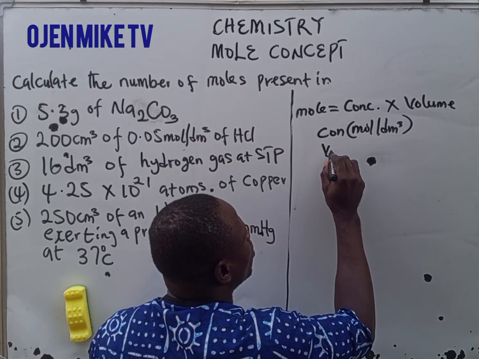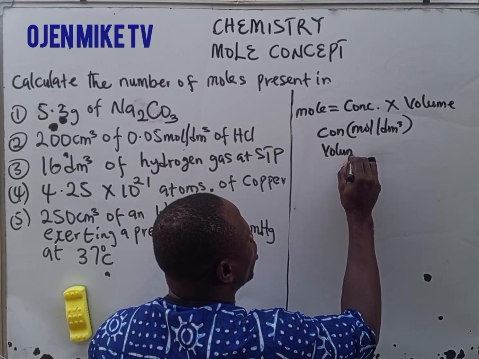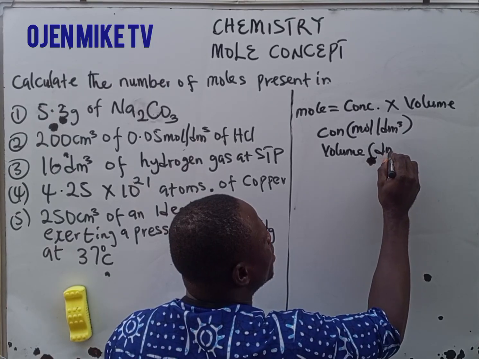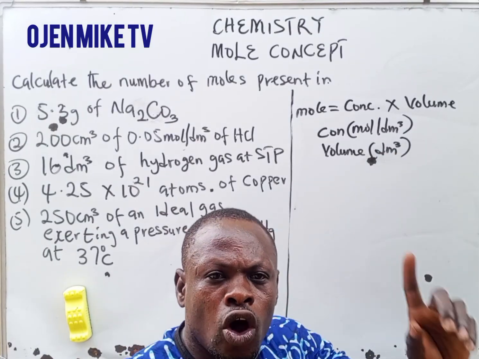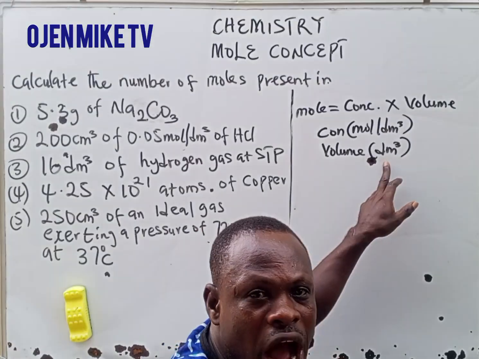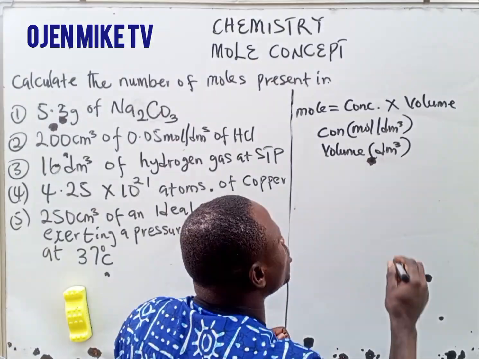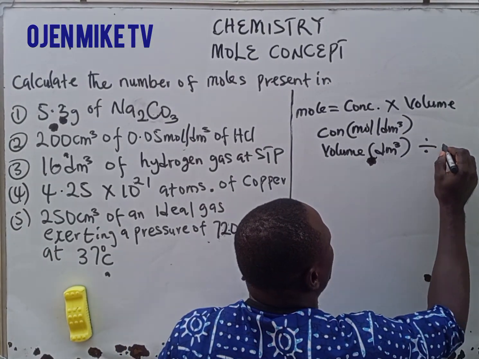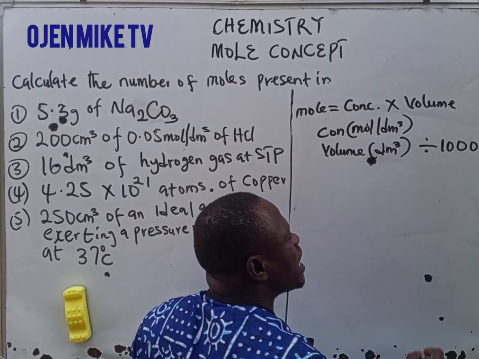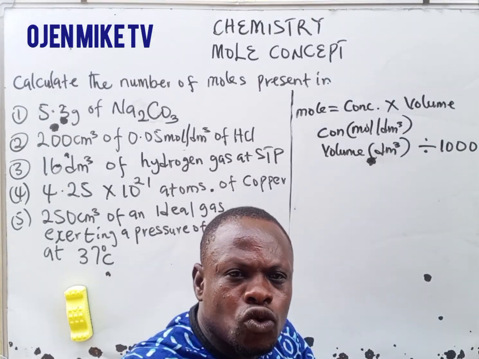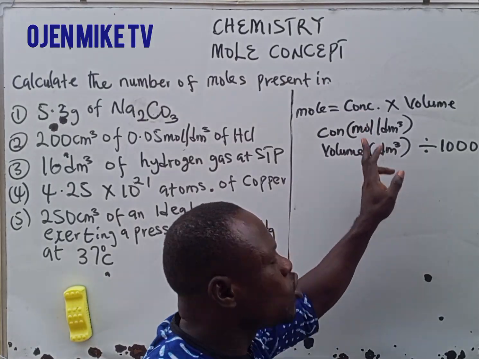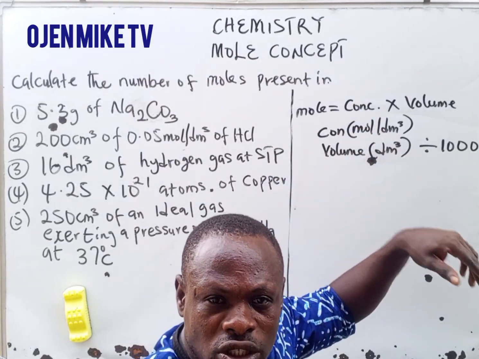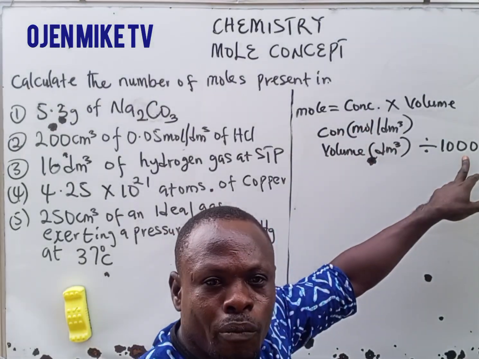Volume must always be in dm cubed. So anytime you are given volume in cm cubed, you need to convert it to dm cubed. How do you convert? You simply divide it by 1000. That is how to convert cm cubed to dm cubed. If you are given a volume in cm cubed, for you to convert it to dm cubed, you divide by 1000.